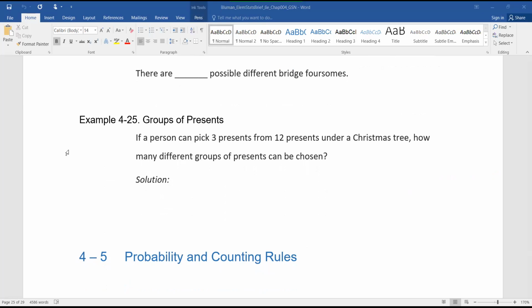All right, I like it when they don't give us the answer because then I feel like we can actually do it. All right, so if a person can pick 3 presents from 12 presents under a Christmas tree, how many different groups of presents can be chosen? So what's my N? Okay. What's my R? 3, good. Does order matter, yes or no? It just, yeah, you're just picking 3. If I pick the big golden one first or third, it's still going to be one of the 3 I get to pick, right? So the order is not going to matter.